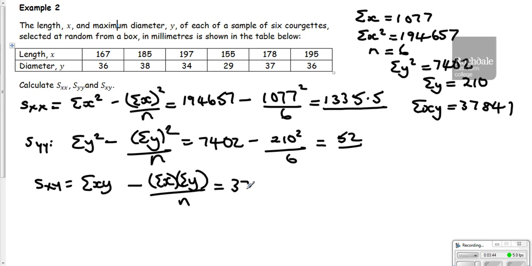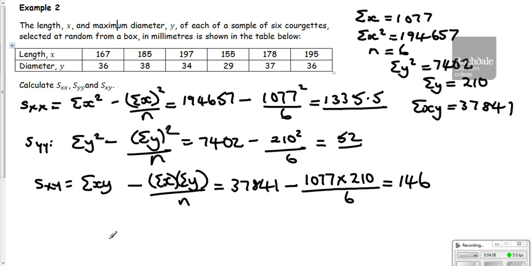So we get 37841. The sum of x we've already worked out is 1077. Sum of y we've already worked out, that was 210. Again, work this big fraction out first, then subtract it, and you should get 146.